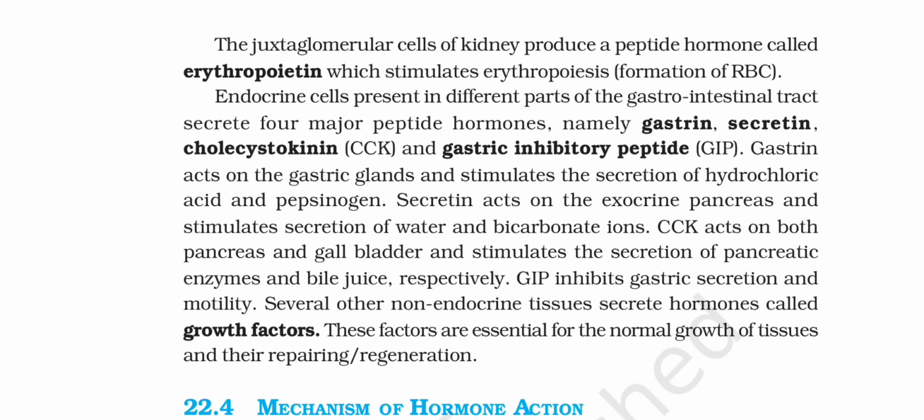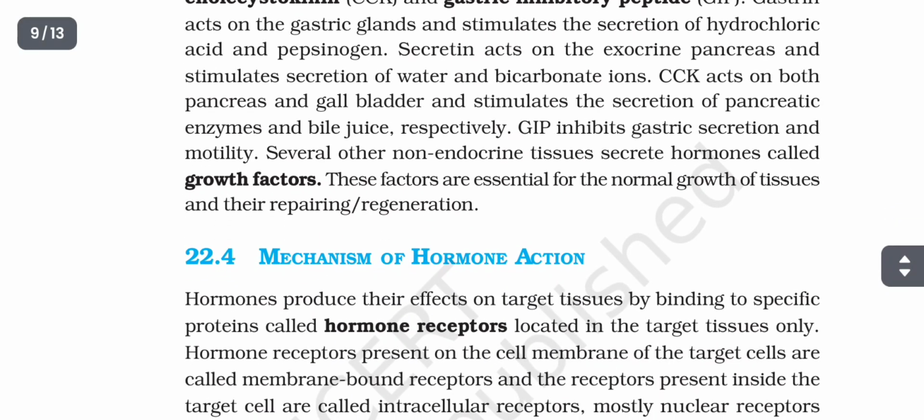The juxtaglomerular cells of kidney produce a peptide hormone called erythropoietin, which stimulates erythropoiesis, formation of RBC. Endocrine cells present in different parts of the gastrointestinal tract secrete four major peptide hormones, namely gastrin, secretin, cholecystokinin (CCK), and gastric inhibitory peptide (GIP). Gastrin acts on the gastric gland and stimulates the secretion of hydrochloric acid and pepsinogen. Secretin acts on the exocrine pancreas and stimulates the secretion of water and bicarbonate ions. CCK acts on both pancreas and gallbladder and stimulates the secretion of pancreatic enzymes and bile juice respectively. GIP inhibits gastric secretion and motility.